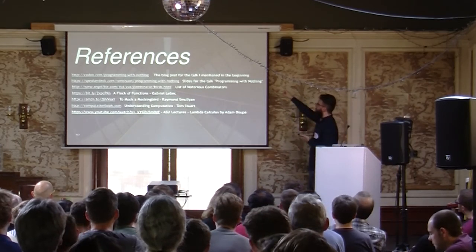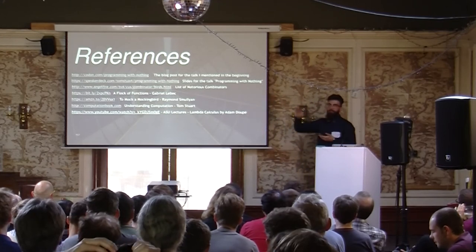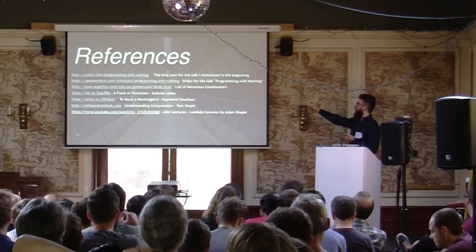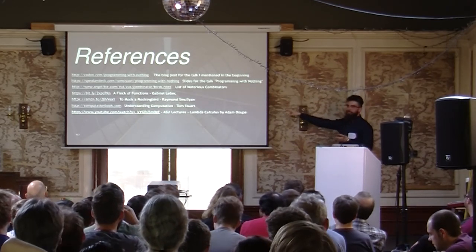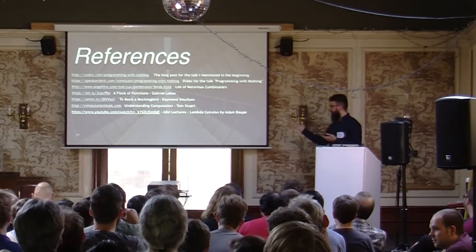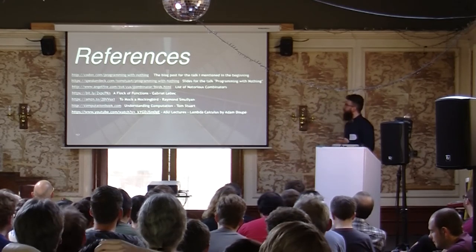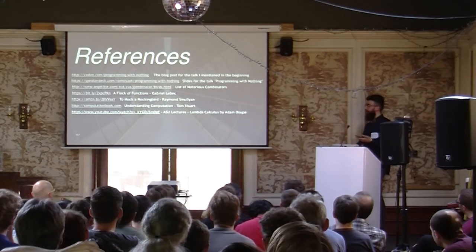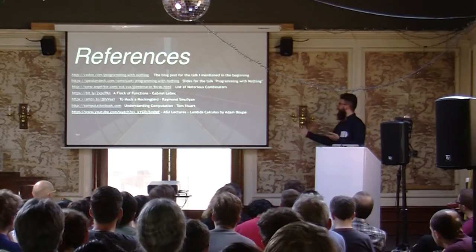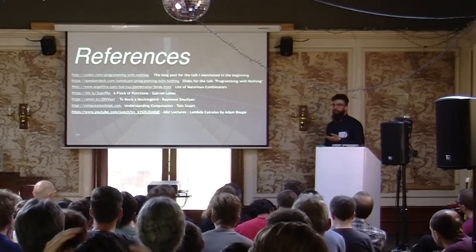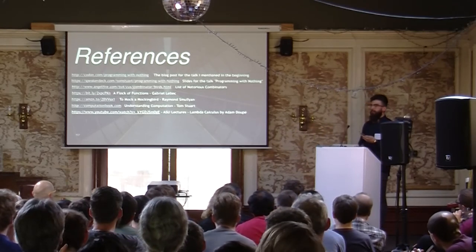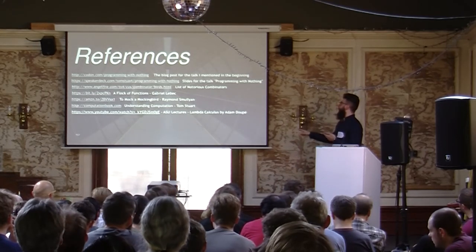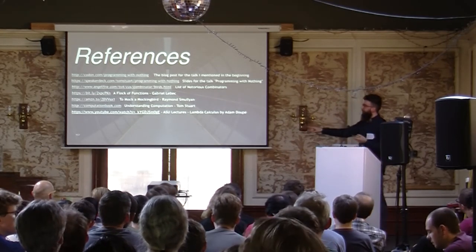So this is the blog post for the talk I mentioned in the beginning, where the guy ruins Ruby, just as I've done with JavaScript. Slides for his talk, list of notorious combinators, Flock of Functions, which is also an amazing talk by Gabriel Lebec, To Mock a Mockingbird, which is the book I've just showed you. I've got it here with me if you want to take a look at it. Understanding Computation by Tom Stuart, which is a book that goes deeper into other computability theory themes. And lectures by Adam Doupé at Arizona State University.